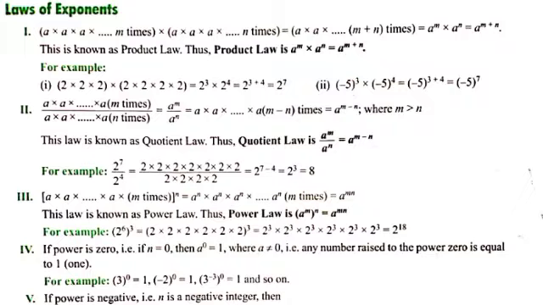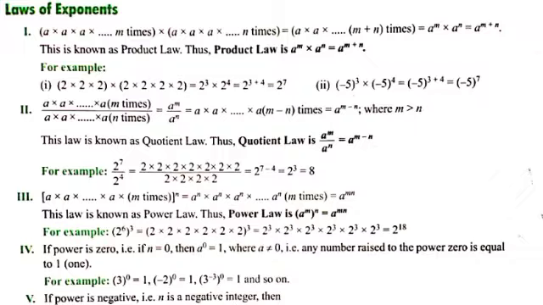In product or multiplication, we should add the powers if the same base is multiplied with different exponents. Whereas in division, if the same base is divided with each other with different exponents, then we should subtract the exponents.